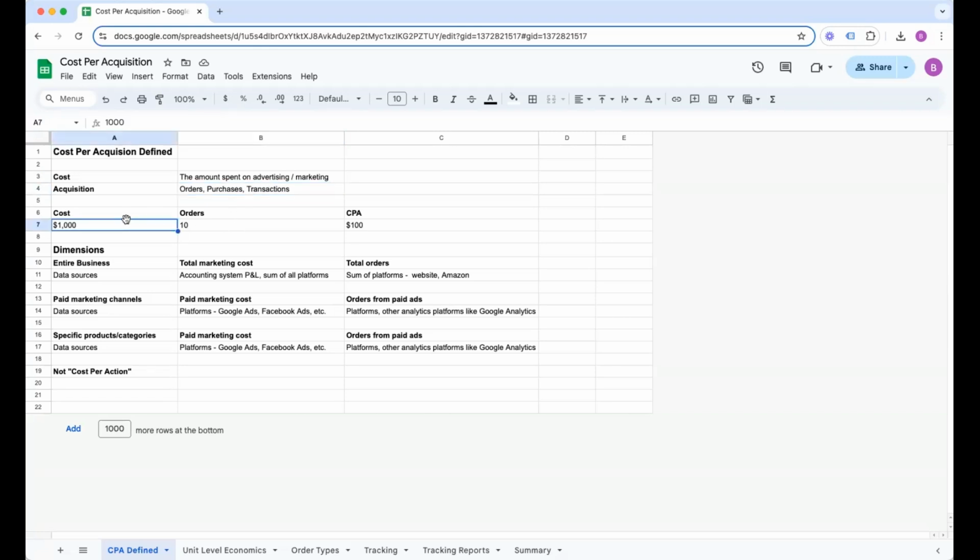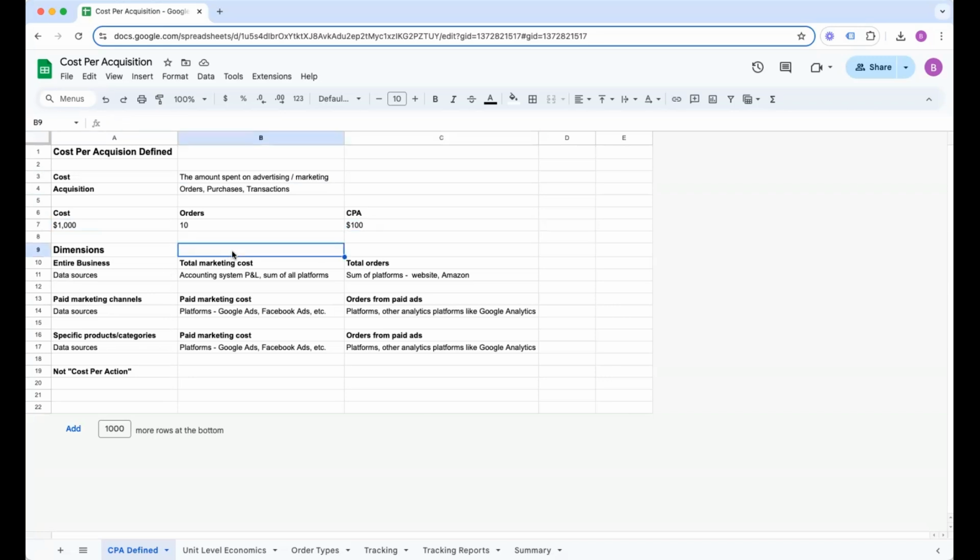So just an example here, if you're spending $1,000 over whatever period of time, say a month, and you're getting 10 orders from that $1,000 of spend, that would indicate a CPA of about $100. That's how much you're paying to get that order.